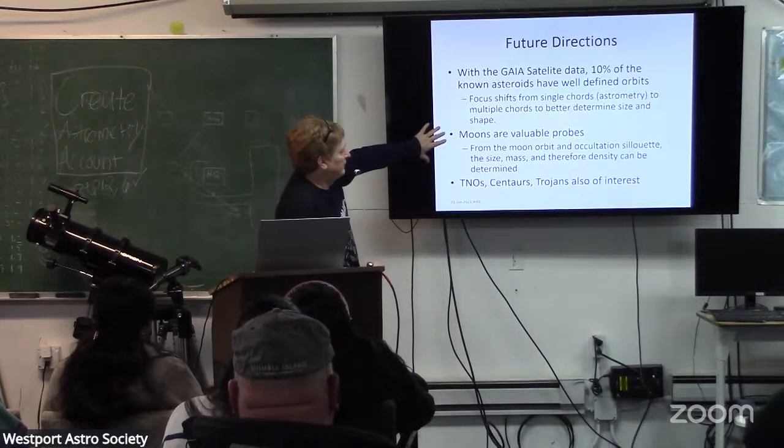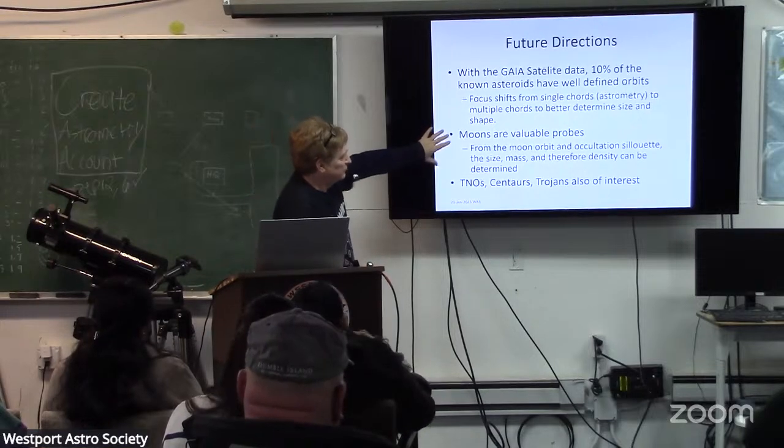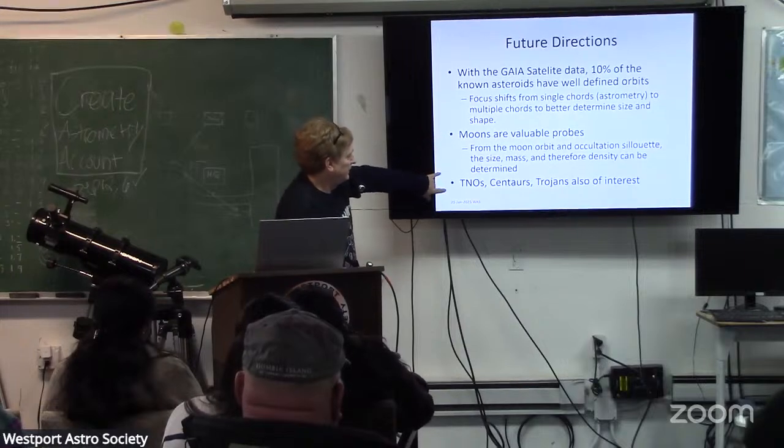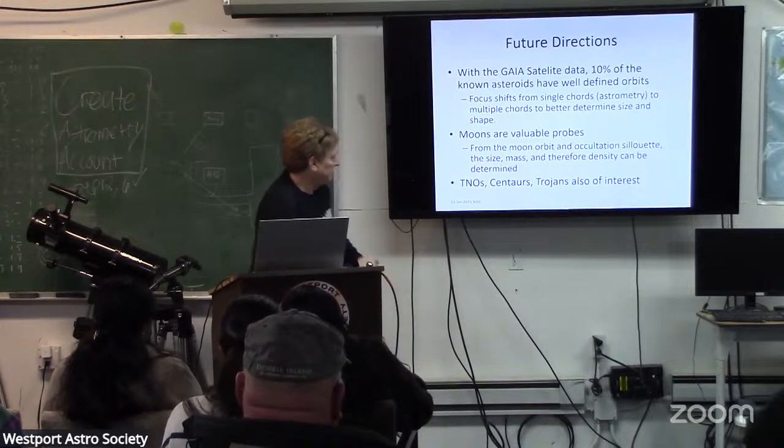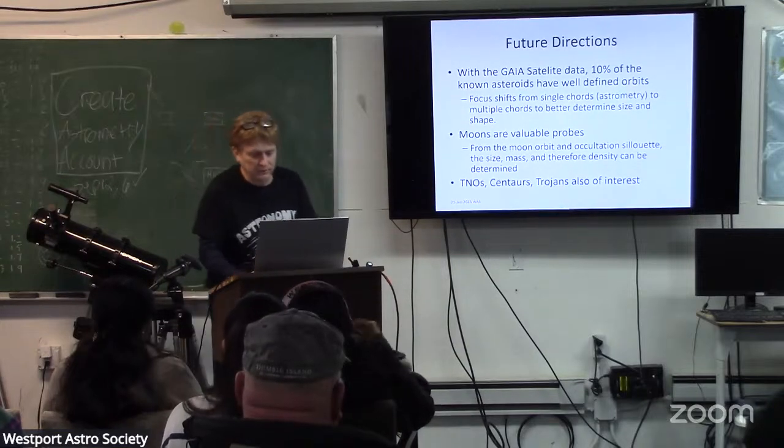Moons: if you can detect a moon, that's really good science. That's high value science if you can do that. And then there's a lot of interest in these things that are way out there, the TNOs and the Centaurs.